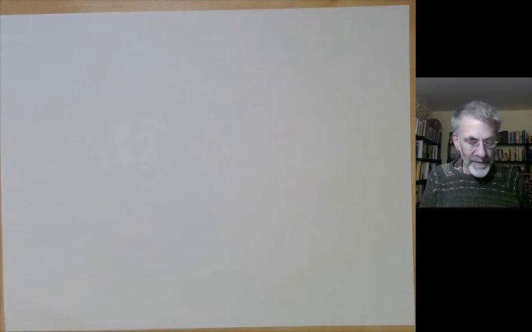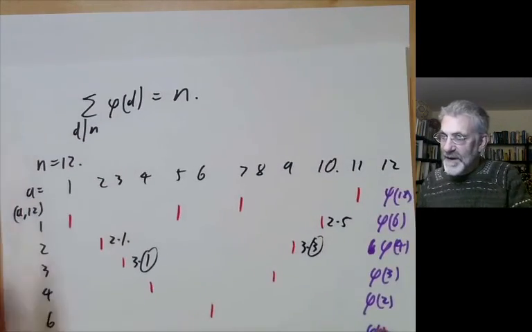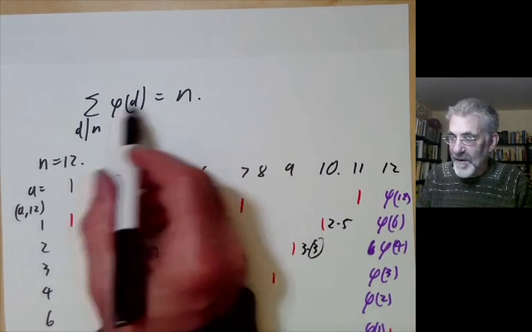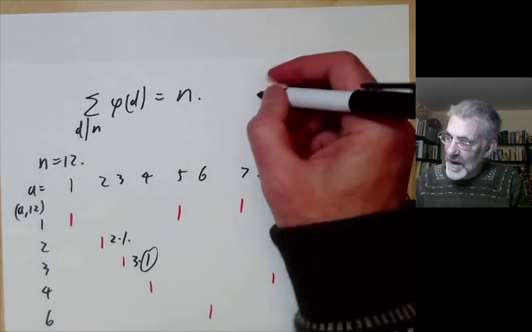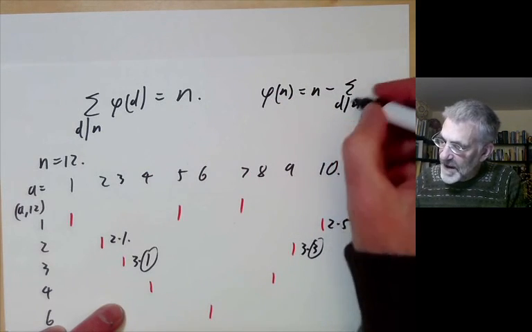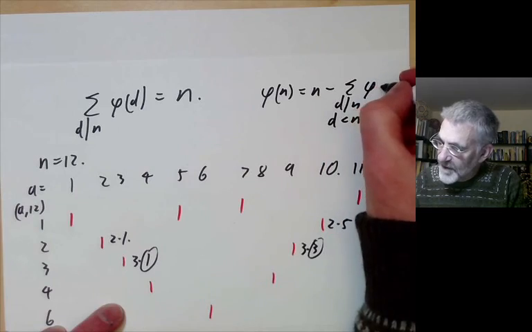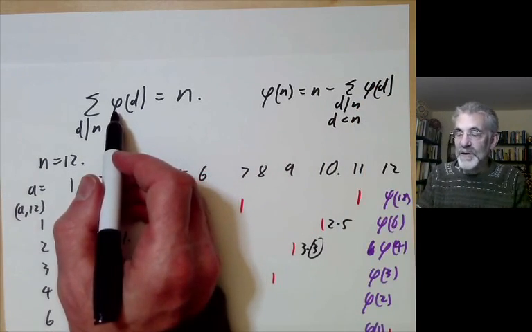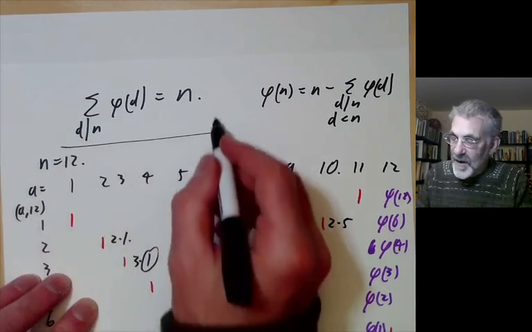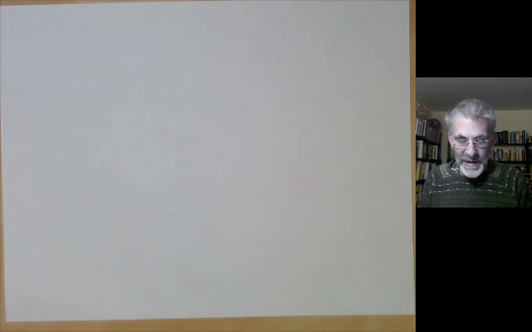Incidentally, this formula, that the sum over the divisors of phi of d is equal to n, actually determines the function phi by induction, because you can now write phi of n is equal to n minus the sum over d divides n, where d is less than n, of phi of d. So phi is the only function that satisfies this formula here. So we'll later be using this formula when we discuss primitive roots, so don't forget it. Okay, that's all about Euler's totient function.